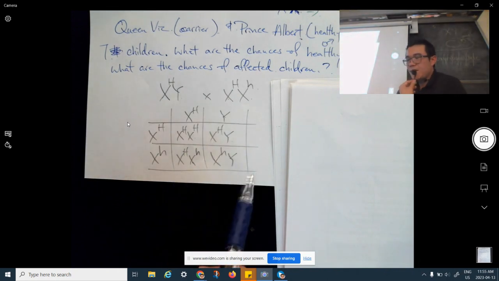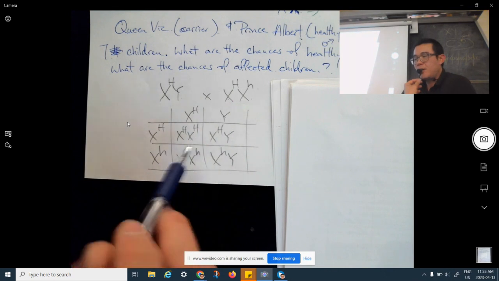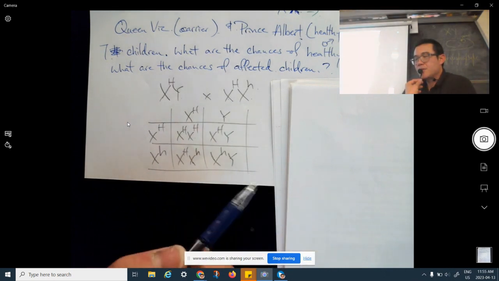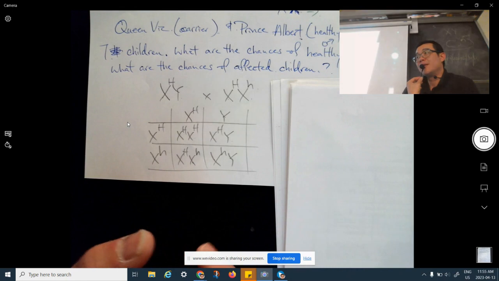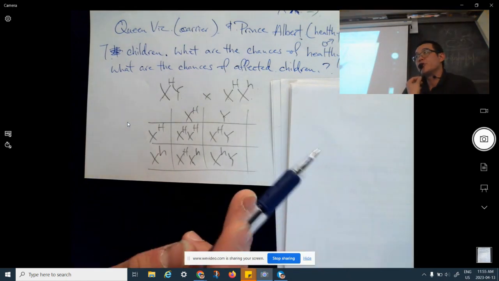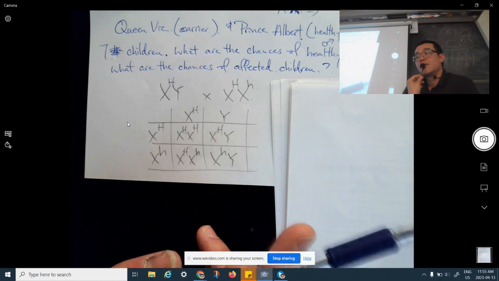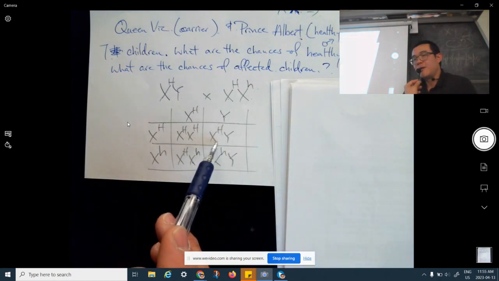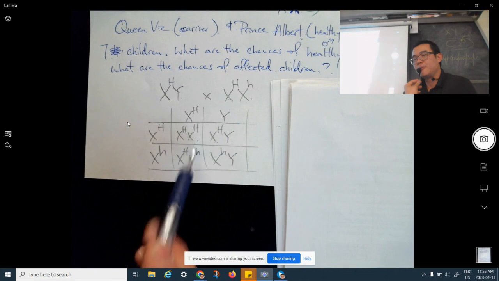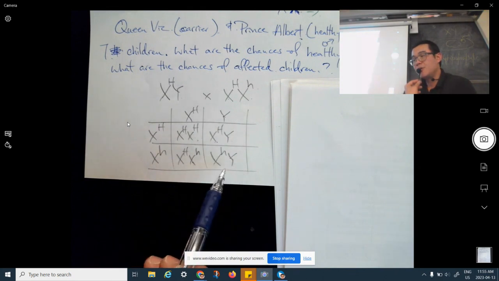Okay, so in this case, out of 4 possible outcomes, how many possible outcomes are healthy? And when I say healthy, that includes carrier children. 3, including carrier. So healthy, carrier, but we're counting this one. So 3 outcomes out of 4, and you have 1 outcome out of 4 that is affected children.